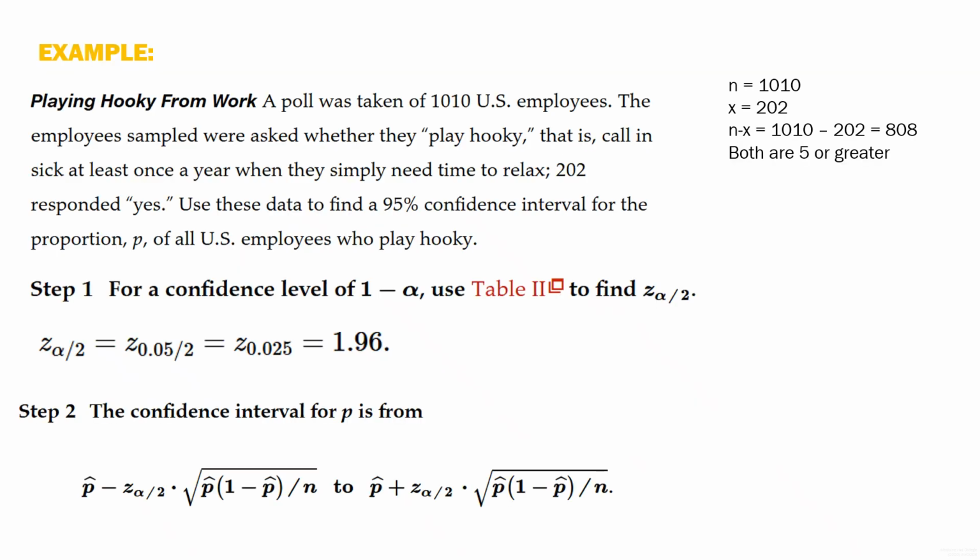All right, gang, let's do an example. Playing hooky from work. A poll was taken of 1010 US employees. I'm going to stop right there, and you should too. You should write down N equals 1010.